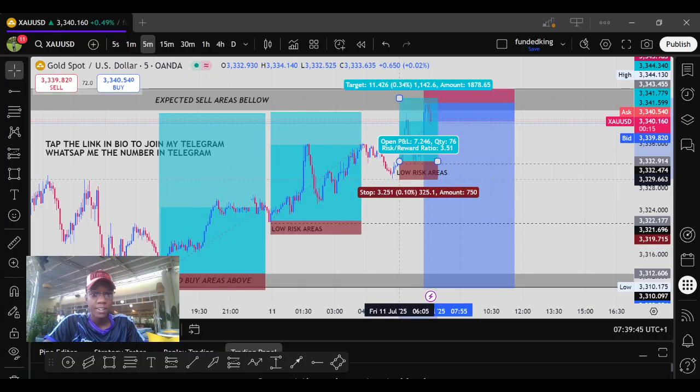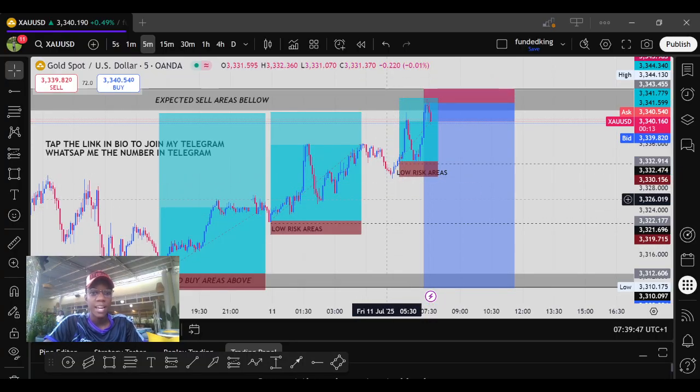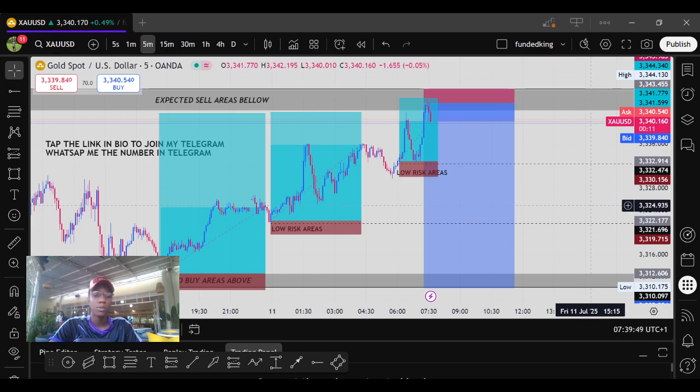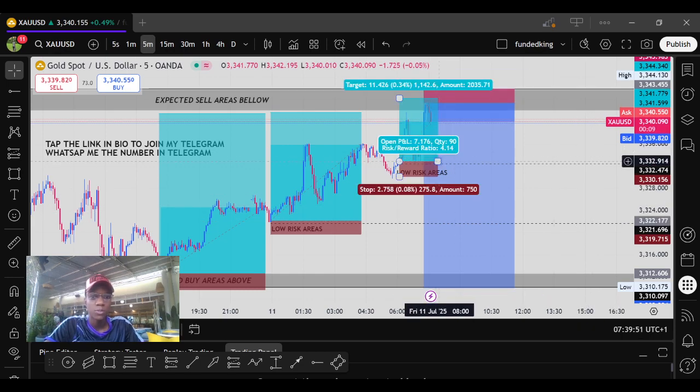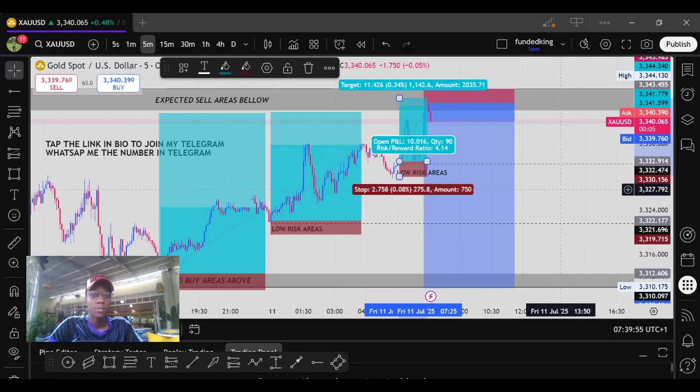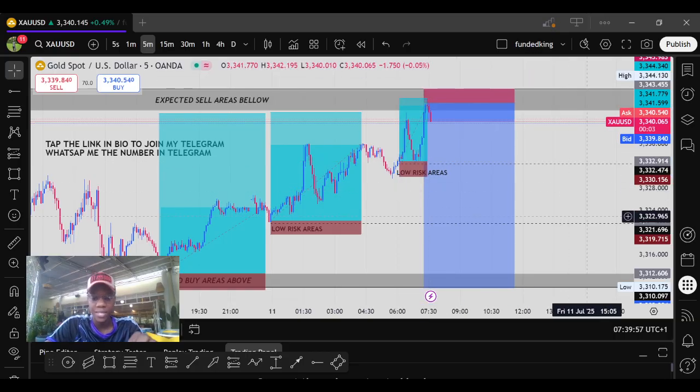What I encourage traders to do is learn to make your stop losses very small. Learn to lower your stop losses, because otherwise most of the time you'll end up being liquidated.